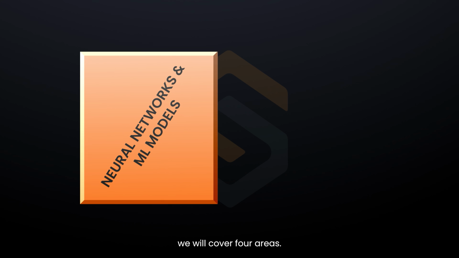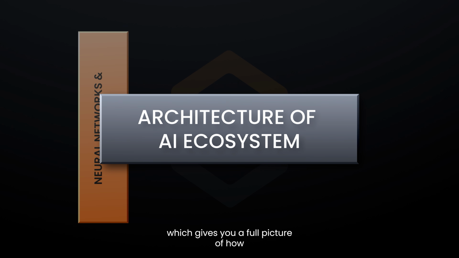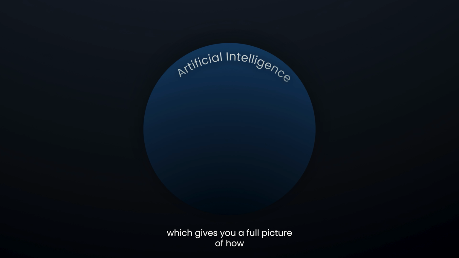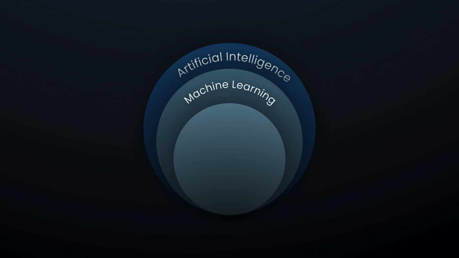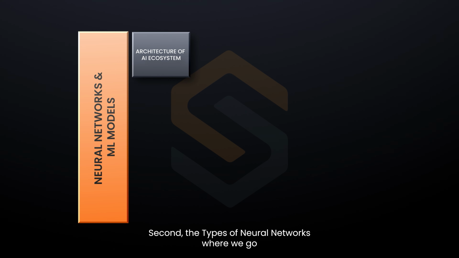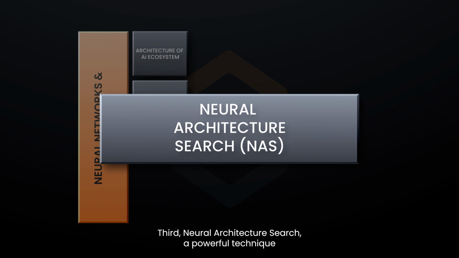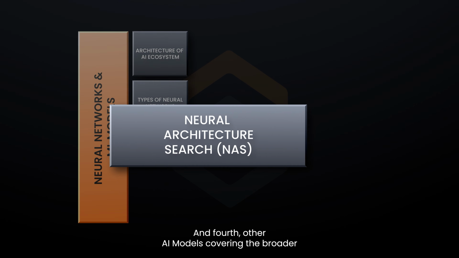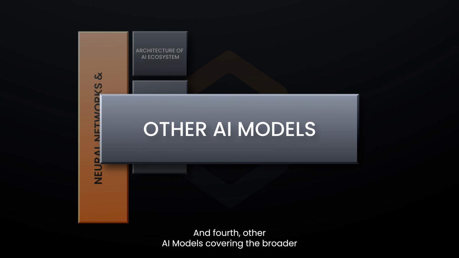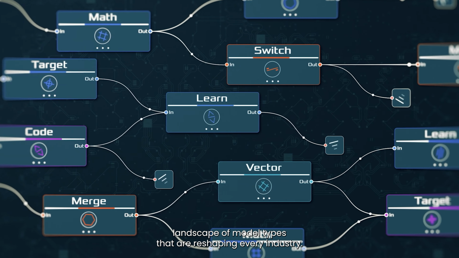We will cover 4 areas. First, the architecture of the AI ecosystem, which gives you a full picture of how AI, machine learning, deep learning, and generative AI all relate to each other. Second, the types of neural networks, where we go deep on the 3 core architectures you need to know. Third, neural architecture search, a powerful technique that automates the design of those networks. And fourth, other AI models, covering the broader landscape of model types that are reshaping every industry.